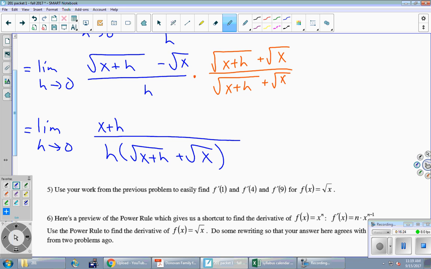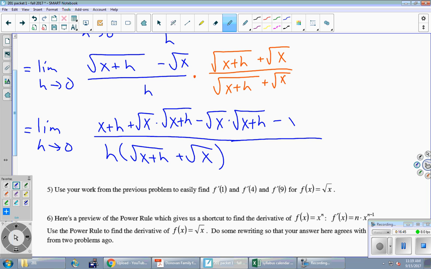Then I do the outers. I get plus root x times root x plus h. I'm not going to do anything else with that. It's just literally writing the outers. Inners, what do you get? Minus root x times root x plus h. Hey, that's convenient. And then the lasts, what do you get when you multiply these? Negative x. Negative x. Okay, so good stuff happens right here.